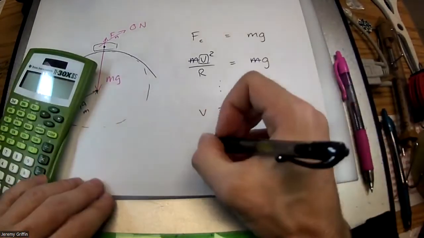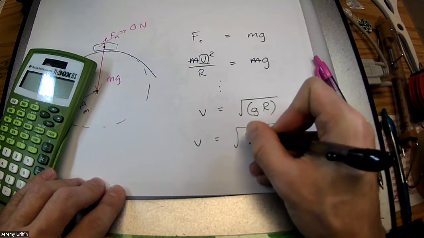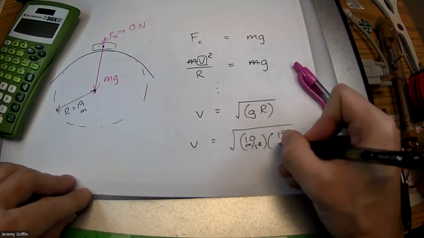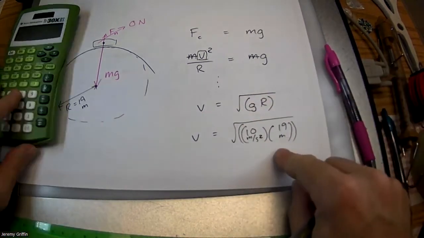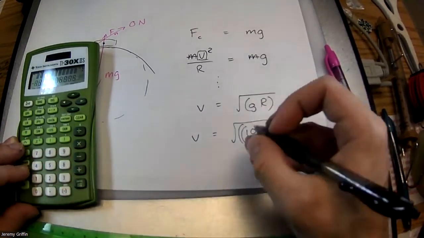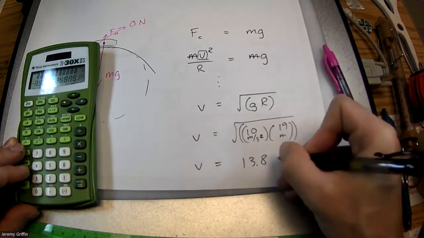All right, that's that. Let's pop in some numbers. So I got 10 meters per second squared, and we got a radius of curvature. I'm going to go with 19 meters, because this is a number I just made up. So it's the square root of 10 times 19. I'm looking at 13.8 meters per second.